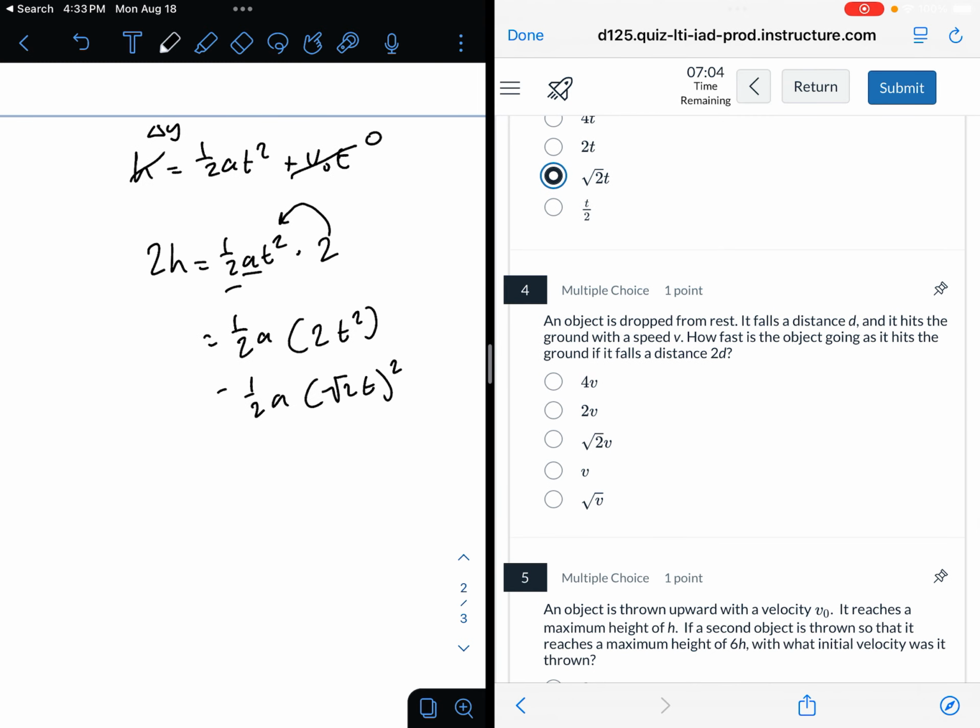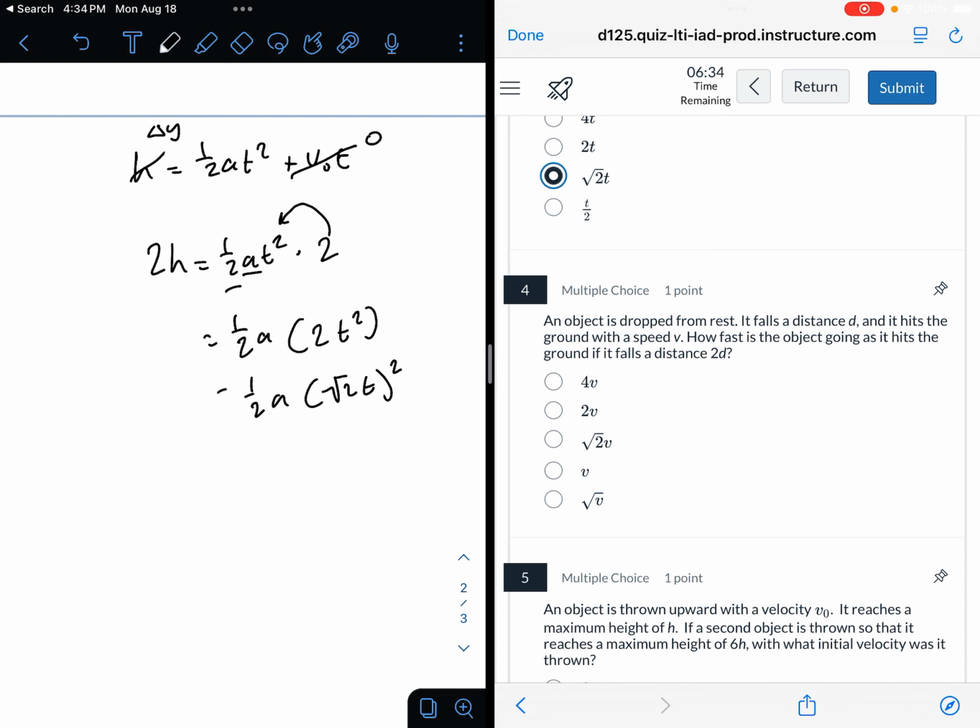Object is dropped from rest, falls the distance d, and hits the ground with a speed v. How fast is the object going as it hits the ground if it falls a distance 2d? So what variables are changing? I'm trying to see how the final velocity changes, and how the height distance, I guess, the displacement. Displacement and final velocity. Acceleration is the same. Time is going to be different, so my equation can't have time, right?